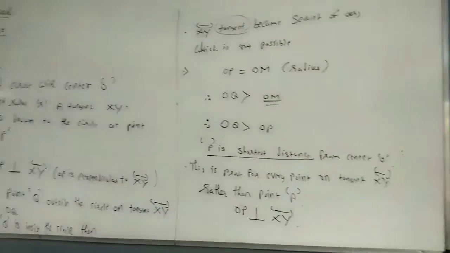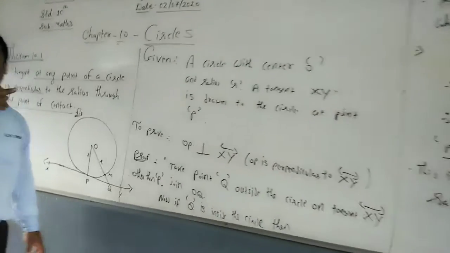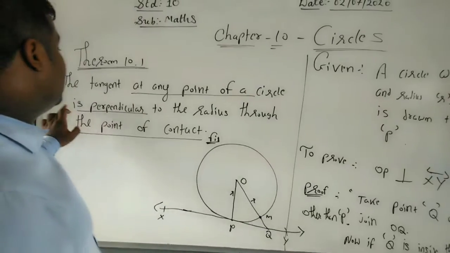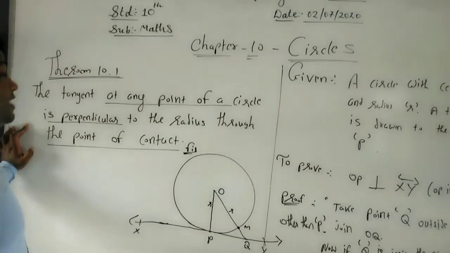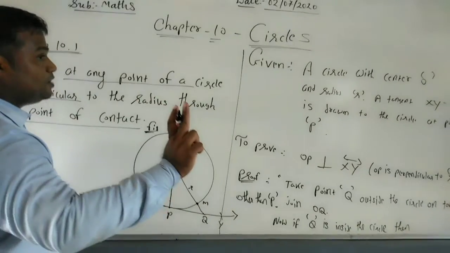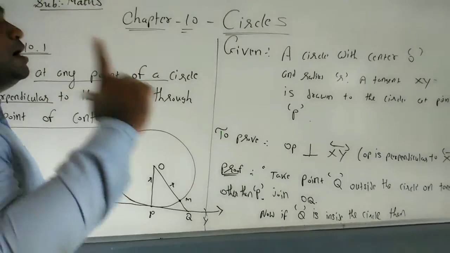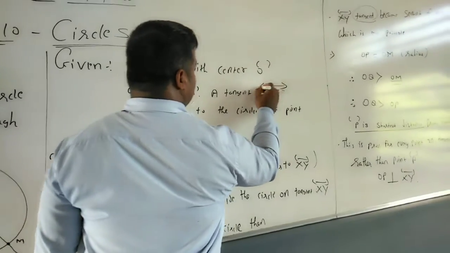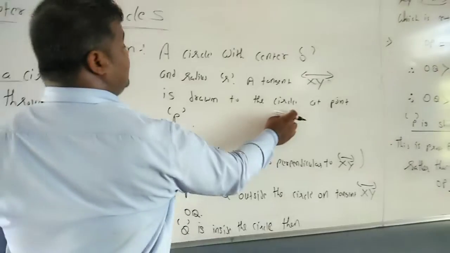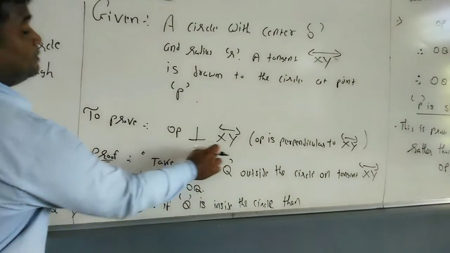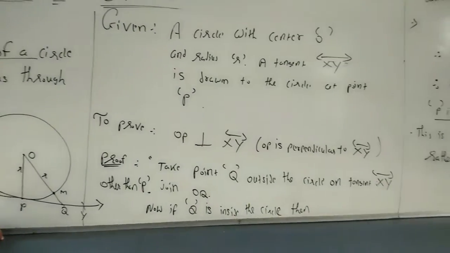Once again, students, we are going to revise the whole theorem. What you have to write: the tangent at any point of a circle is perpendicular to the radius through the point of contact. The point of contact is only one, because a tangent touches only one point of a circle. Given a circle with center O and radius R, a tangent XY is drawn to the circle at point P, which touches only that one point P. To prove: OP is perpendicular to XY.